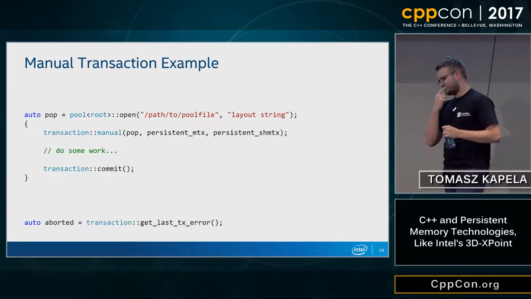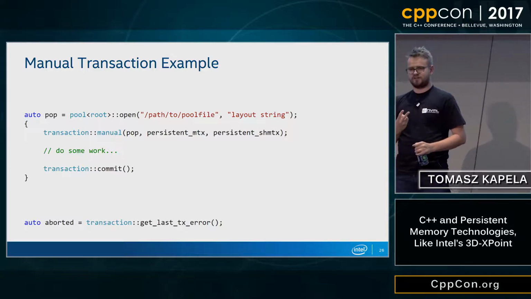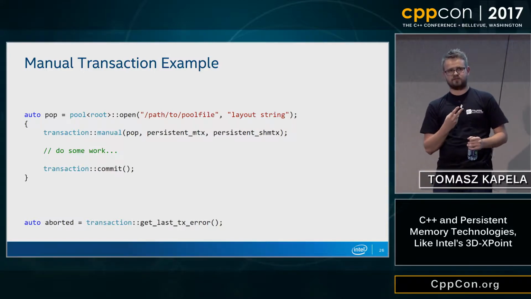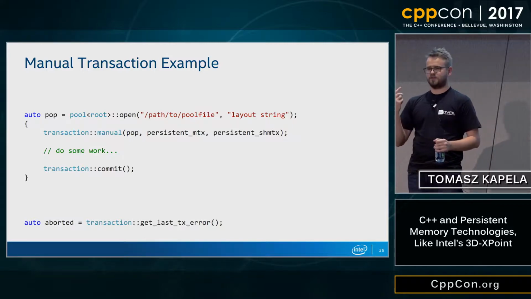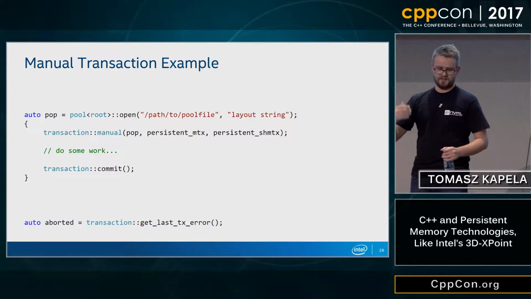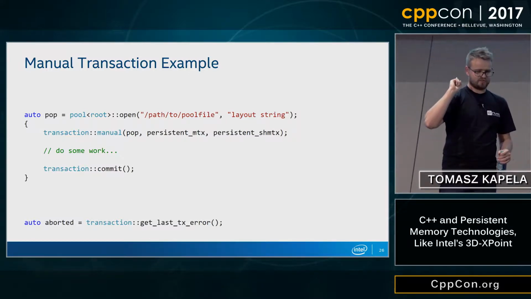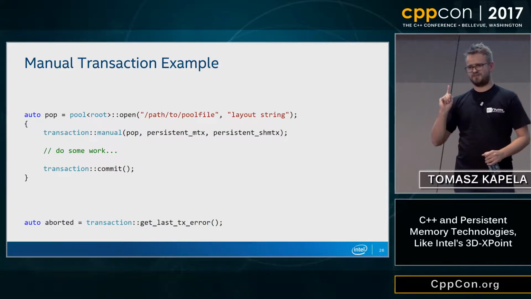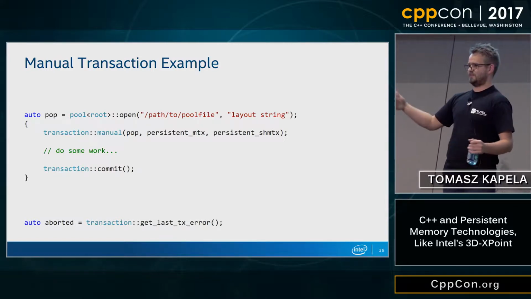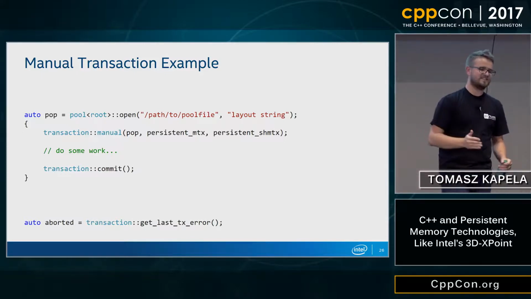So we have 3 types of transactions in the library. 2 of them are available in every C++11 compiled compiler. One of them is available only in C++17. The first is the simplest form of transaction, and I urge you not to use it. It's there because it was simple. We wanted a scope transaction, a manual transaction, but it has many issues.